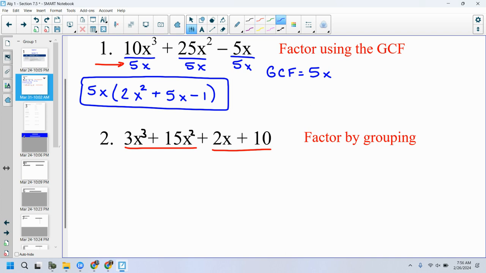Okay, what's my GCF out of just my first 2 terms? Somebody raise their hand and tell me. What's my GCF? James?